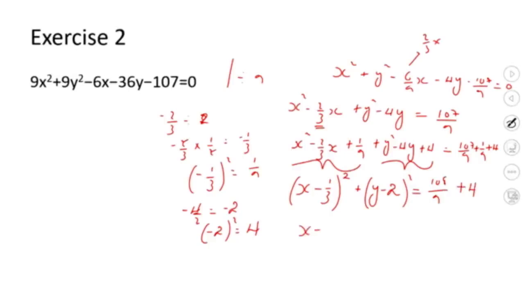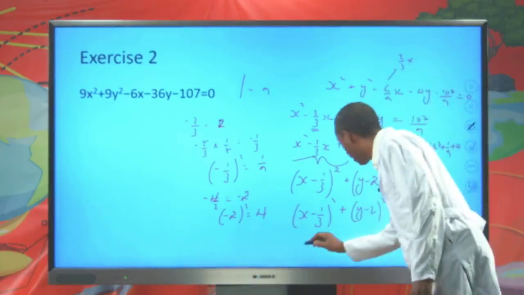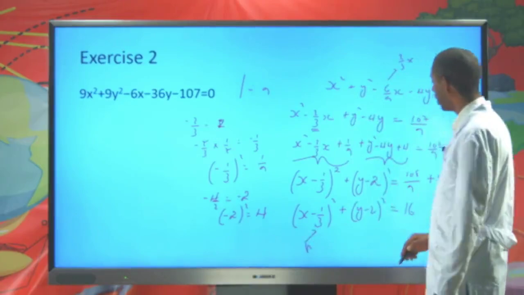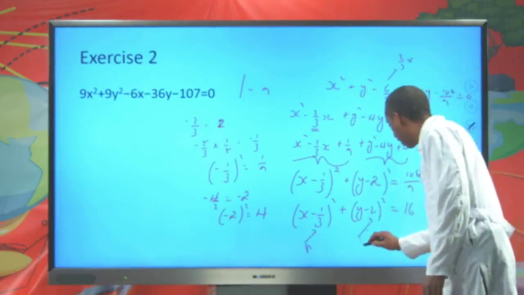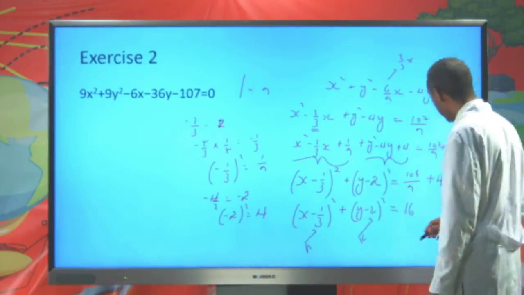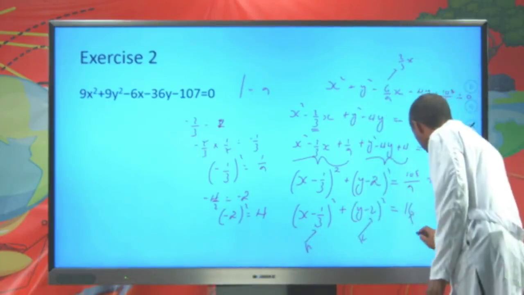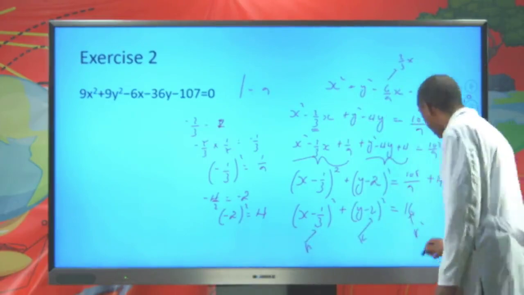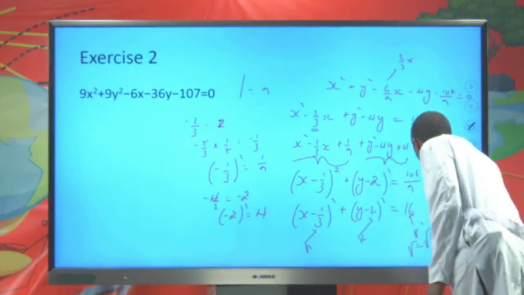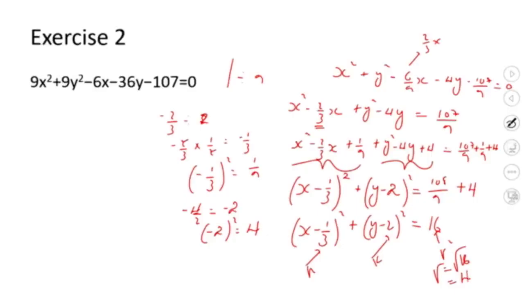So we have x minus 1 over 3, the whole square, plus y minus 2, the whole square. 108 over 9 is 12. Then 12 plus 4 is 16. So we have that equation. This is the standard form of the equation of a circle. You may represent this as h. This is our h. And again, you may represent this as k. And to find the radius, this is r square. This one is just r square. Then to find the radius, we take the square root of 16, which is just 4.